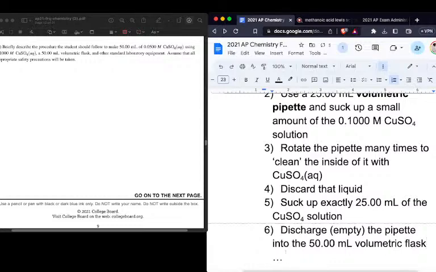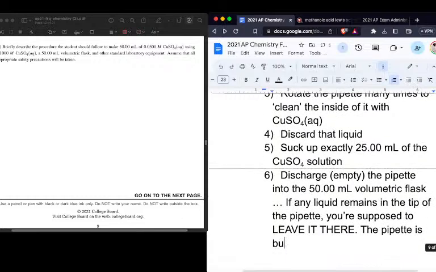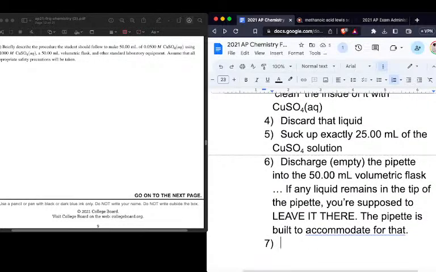This is just me saying something extra. If any liquid remains in the tip of the pipette, you're supposed to leave it there. The pipette is built to accommodate for that. I don't know if you've ever used a volumetric pipette, but when you let it empty out, there's always a little tiny bit of liquid in the one end. You're not supposed to blow that out. The pipette is made so that that small amount of liquid is just there because of surface tension and pressure.